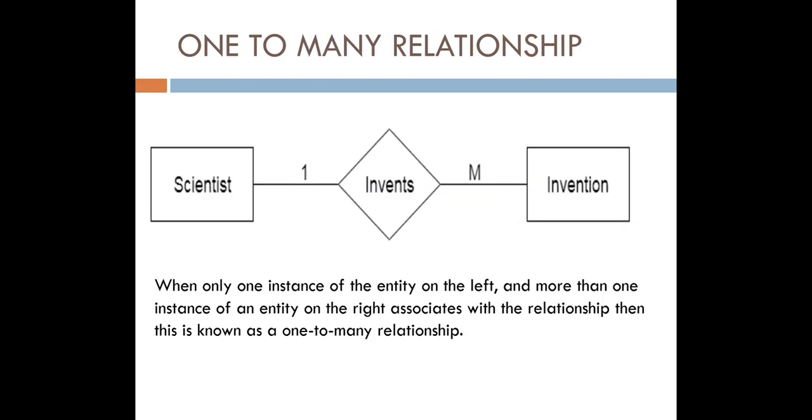Next is the one-to-many relationship. When one instance of the left-hand side entity is associated with many instances of the right-hand side entity, it is known as a one-to-many relationship. Here we are taking an example, where scientist and invention are the two different entities, and they are connected by the relation invent. One scientist will invent many inventions. So this is an example of a one-to-many relationship.